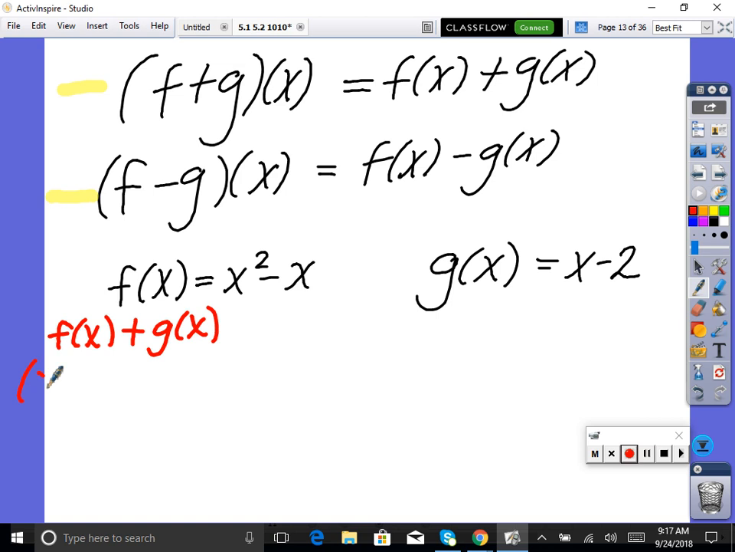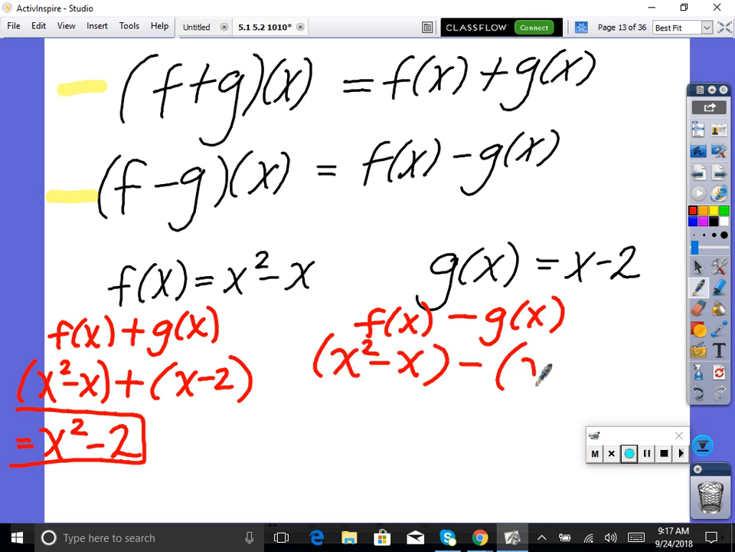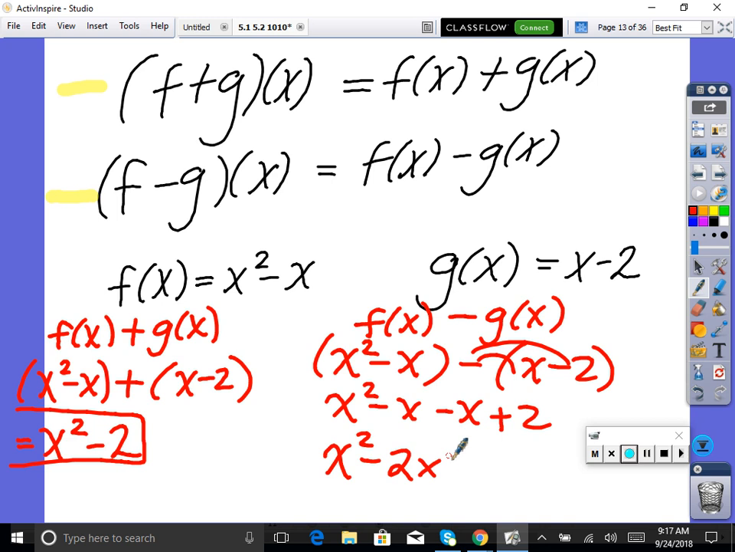My f of x is parentheses x squared minus x. Plus, my g of x is x minus 2. With addition, we don't need to distribute anything. So we'd have x squared minus x plus x is gone, and then we have minus 2. That is f plus g of x. Then over here, it's f minus g. So we're going to take f of x and then subtract g of x. So f of x is x squared minus x minus all of g of x. So I would need to distribute here. None of this changed. We have x squared minus x, but now we do have minus x plus 2. So that would be x squared minus 2x plus 2. There's f minus g of x.